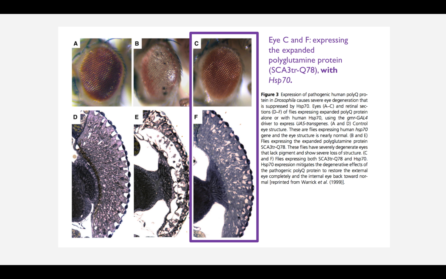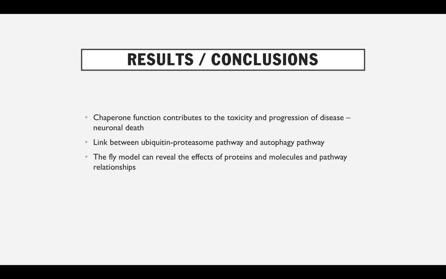The last set of pictures, 1C and 1F, express both the expanded polyglutamine protein and HSP70. This last picture is probably the most interesting finding, that HSP70 helped reduce neuronal death. It mitigated the degenerative effects that you see from the polyglutamine protein in the photos from before. This shows that chaperone function contributes to the toxicity and progression of disease and neuronal death in Drosophila with polyglutamine proteins.